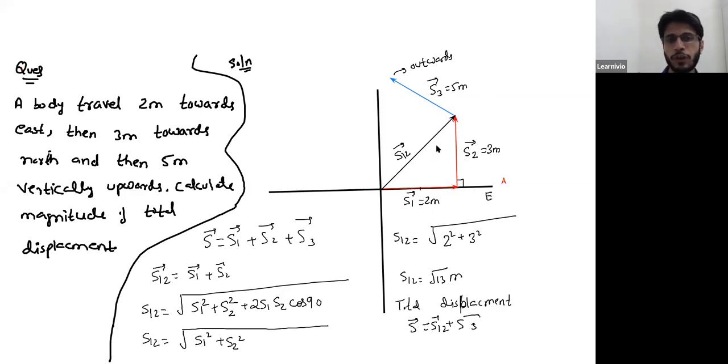See, here S12 is in the plane of Earth, right? A body moves towards east, then it moves towards north. So the resultant is along the surface of Earth. But S3 is perpendicular to the surface of Earth. It moves towards east, then towards north, and then it finally starts moving outwards. So S3 is perpendicular to the surface of Earth, and S12 is in the surface of Earth.